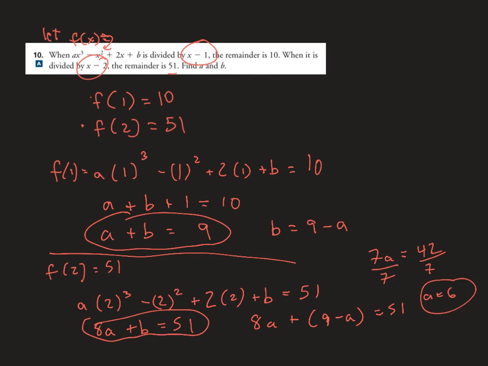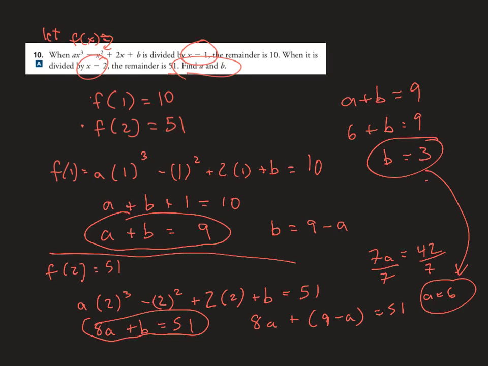Let's find out what b is then, knowing that a plus b equals 9. So 6 plus b equals 9, and b must equal 3. Find a and b. Oh, looks like we found a and b. Double check: 8 times 6 is 48, plus 3 is 51. Yep, and 6 plus 3 is 9. So this is good.